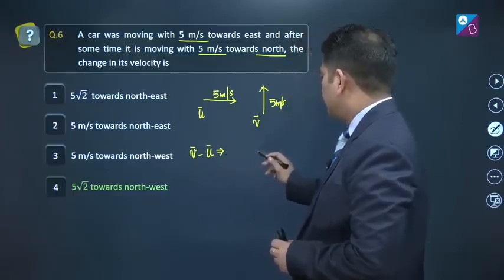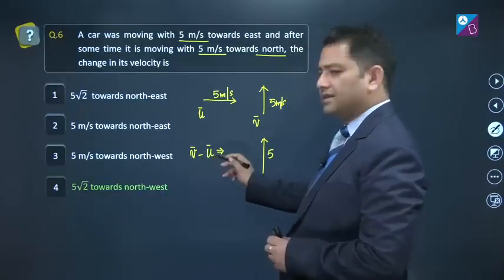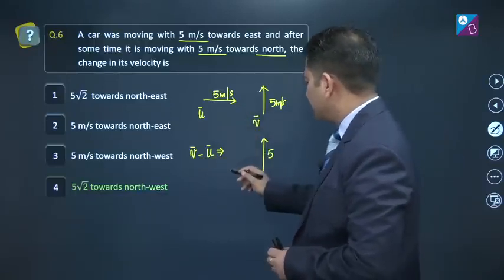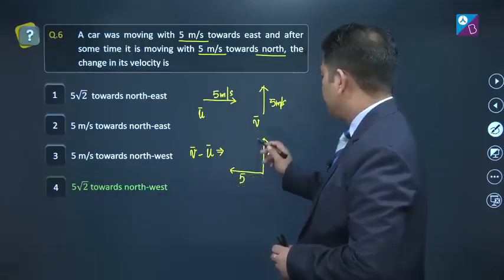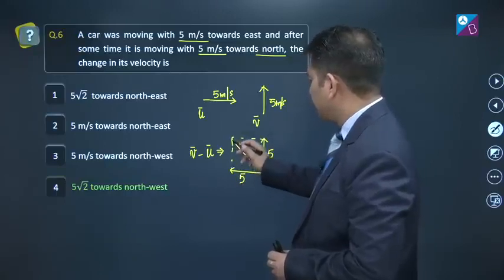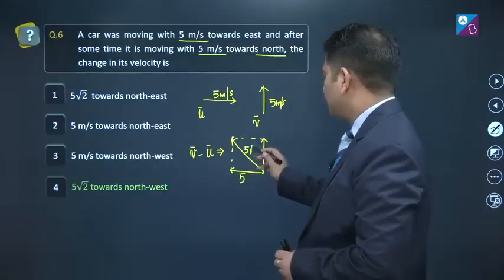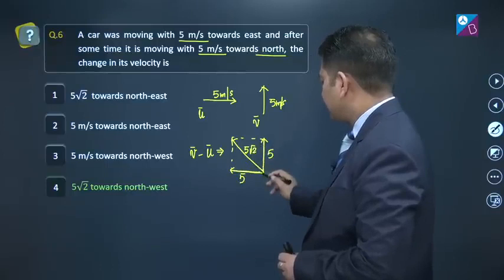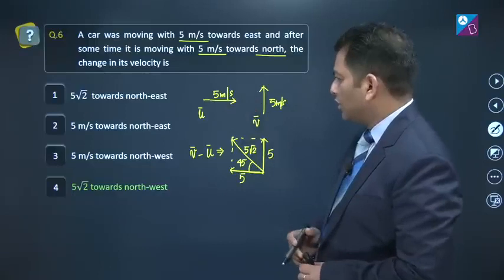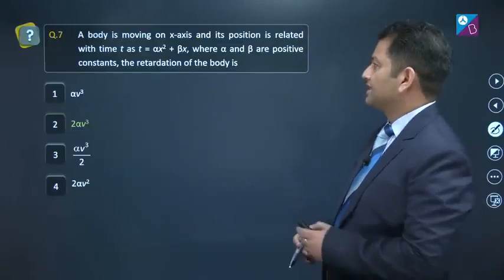So, this means the final velocity, which is 5, will be added with minus u. So if you add this with minus u, that means minus u, the direction would be opposite. So this is 5. अब ये जो वेक्टर का रिजल्टेंट आता है, the resultant will be the change in velocity. Now 5 and 5 resultant will be 5 root 2. Because this side and this side is equal, this angle has to be 45 degree. So this direction of course is northwest and the magnitude is 5 root 2. Let's go to question number 7.